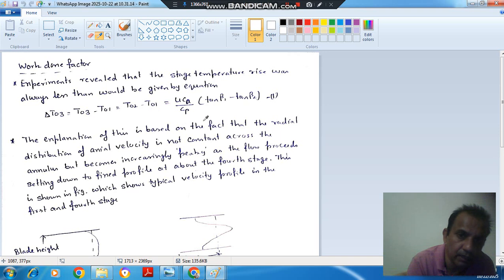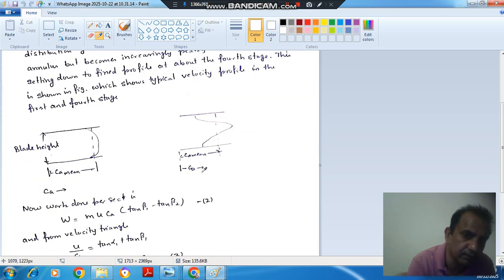As we have assumed that Ca is constant, but actually Ca is not constant. So this is the line showing Ca constant. This is your first stage, this is your blade height, this is your blade root, and this is your blade tip. Here we can see that the Ca at the tip and root is less than the mean, and at the center it is more than the mean.